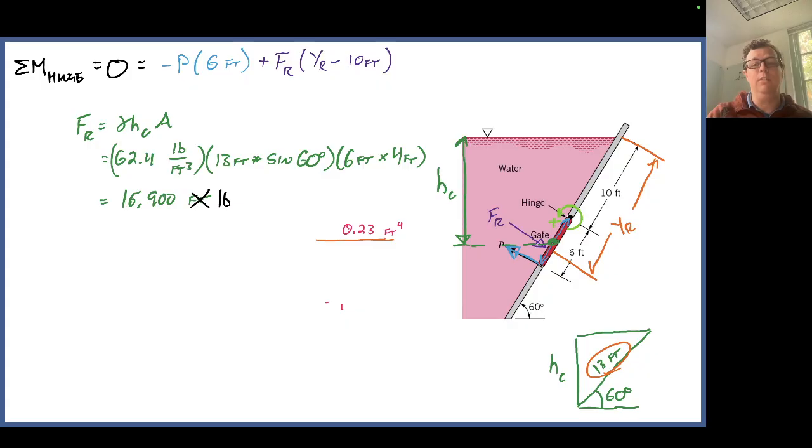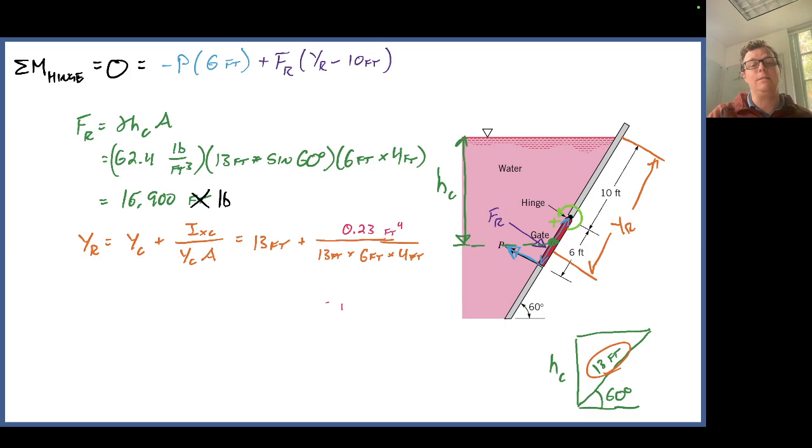The last thing we need is YR, that distance. And so we know that YR can be calculated as Y to the centroid plus that second moment of inertia, IXC, divided by YCA. So in this problem, YC is 13 feet. That's the hypotenuse of that green triangle that we drew in the bottom right. I filled that in 2 locations. Area, just like above, 6 feet by 4 feet.